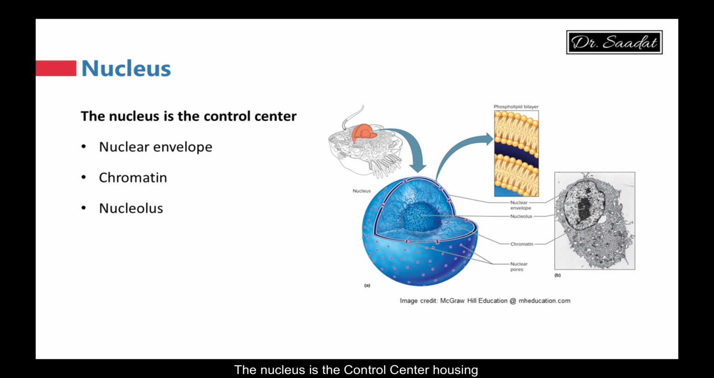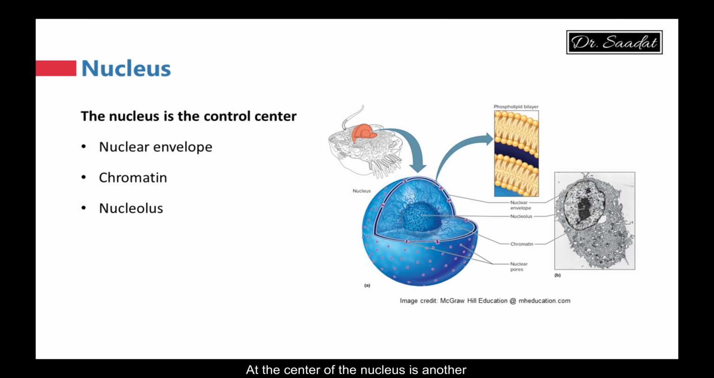The nucleus is the control center housing the cell's DNA, which carries the genetic instructions. The nucleus is surrounded by a double membrane called a nuclear envelope. The nuclear envelope protects the DNA and regulates what enters and leaves the nucleus through nuclear pores. Inside the nucleus are long threads of DNA wrapped around proteins, creating chromatin. During cell division, chromatin condenses to form visible chromosomes.